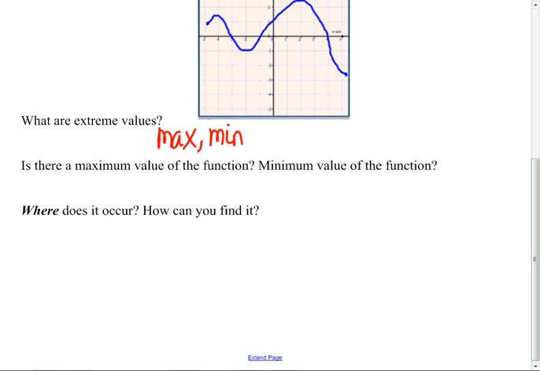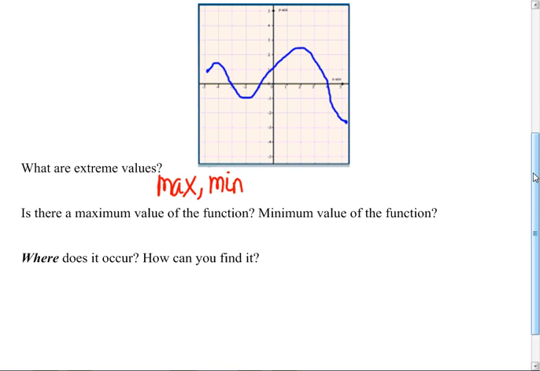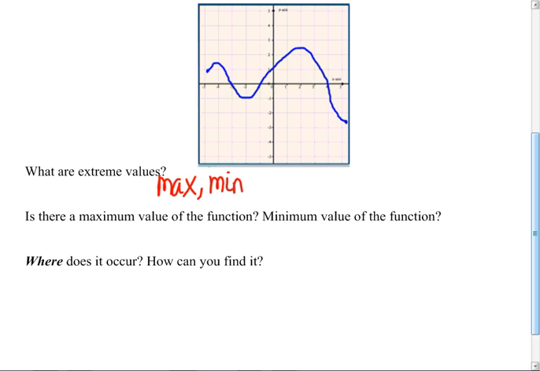Now, extreme values are nothing more than the maximum and minimum values of the function. When I talk about extreme values, it's the maximum or minimum value of the function. It's the y value. It's not the x value, it's the y.